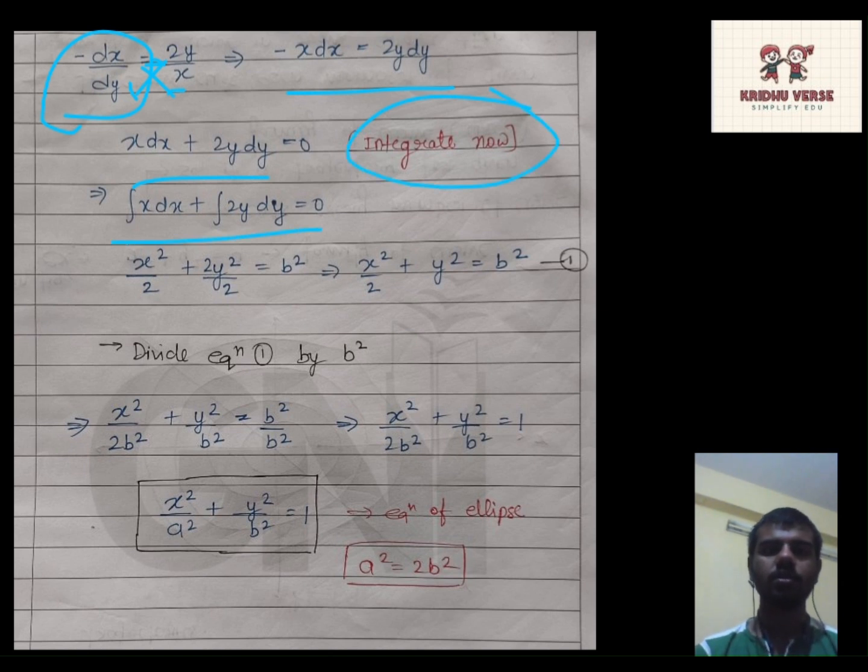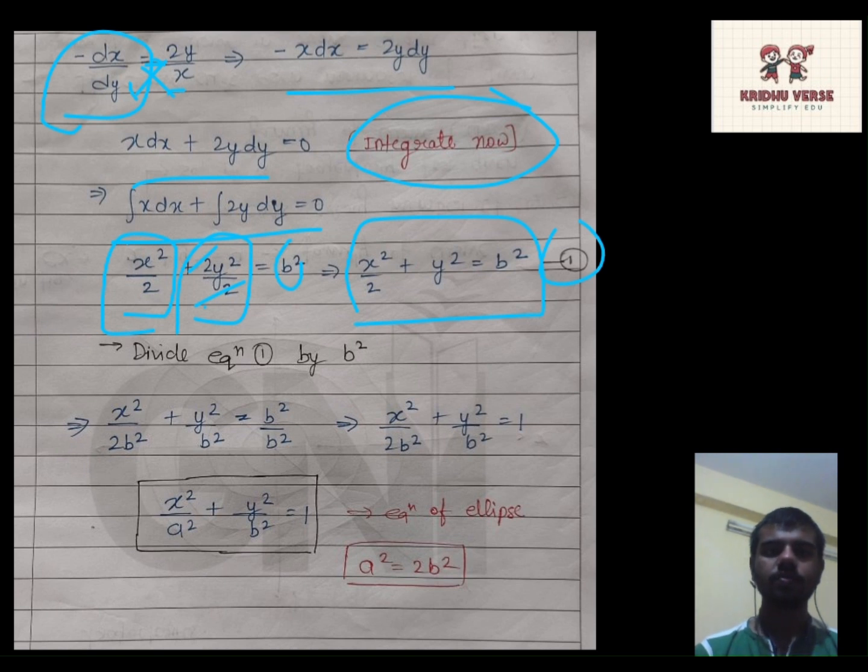So integration of x dx plus integration of 2y dy. The integration of x with respect to dx is x square by 2. Now the integration of 2y with respect to dy is 2y square over 2. So now this 2 and this 2 will get cut. So equal to b square, one constant we get. So x square by 2 plus y square equal to b square. Now this is not yet a family of curves. This we take as equation number 1.